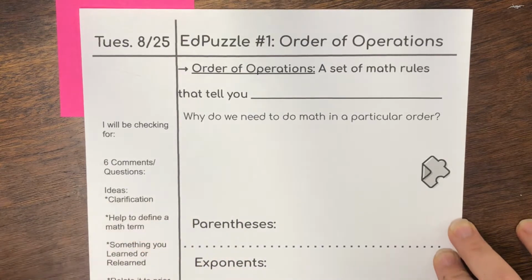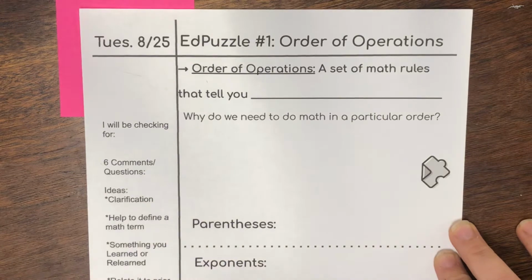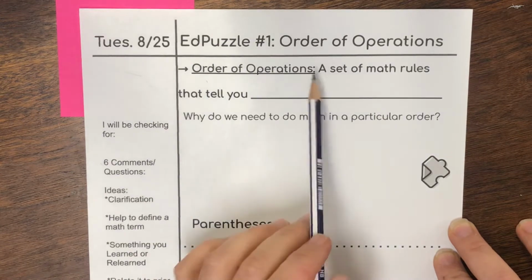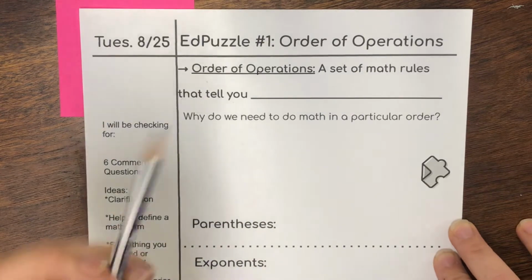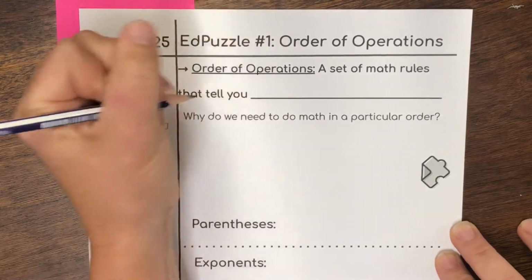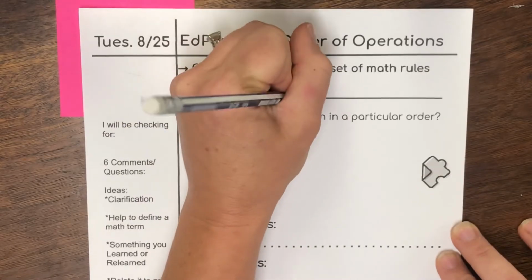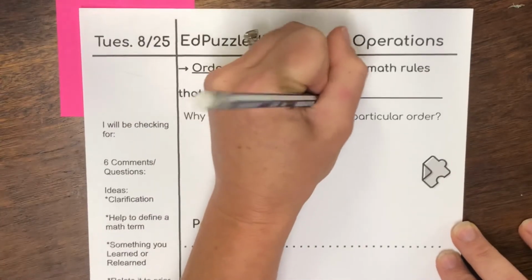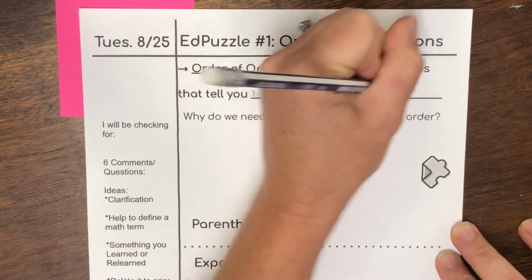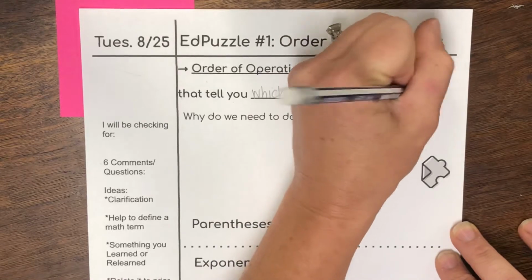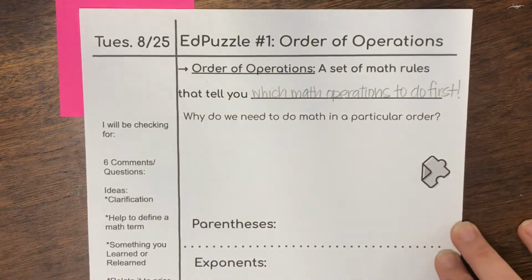Let's start with a nice definition. If we're talking about order of operations, we should know what that means, correct? Order of operations are a set of math rules that tell you which math operations to do first. Let me finish that off for you. They tell you which math operations to do first. Exclamation mark, because we're excited about it.